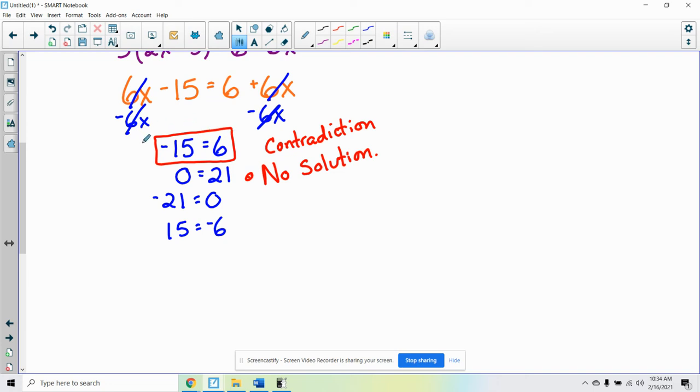When you end up getting something that doesn't make sense, there's no possible value of x that makes it true. Just look at this easier example. If I have x plus 2 equals x plus 3, there's no possible number that when I add 2 to it, I get the same thing as if I add 3 to it. So this is also no solution. That's important to remember.